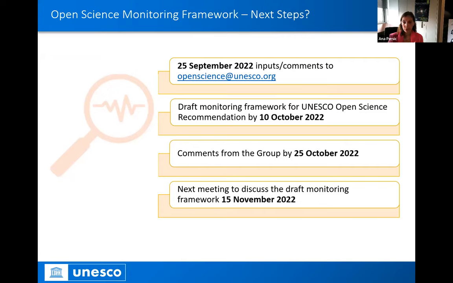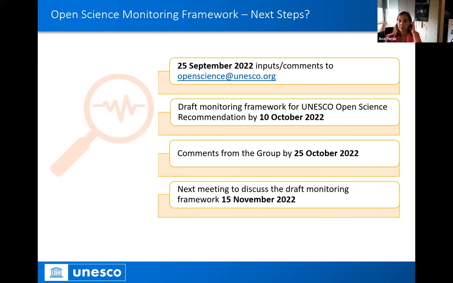Then for some of you, some of you are not aware yet, we are going to have an Open Science Day at the World Science Forum in South Africa. And we will be taking some of these drafts, some of these issues also to discuss with the audience that will be there. Everybody, of course, will be invited. We're still looking into whether or not it's going to be hybrid, hoping it will be. If not, everybody, of course, is invited in Cape Town. So that's another place where we will be able to continue the discussions on the monitoring framework.